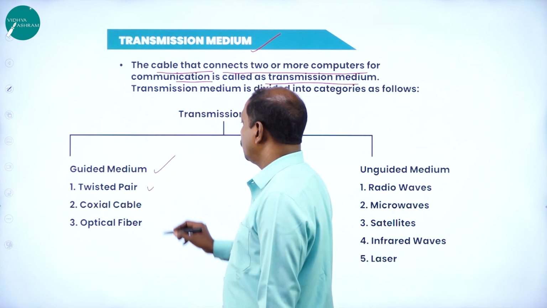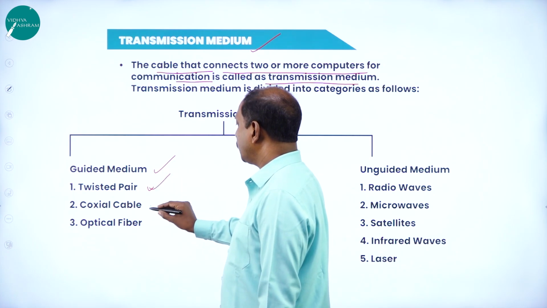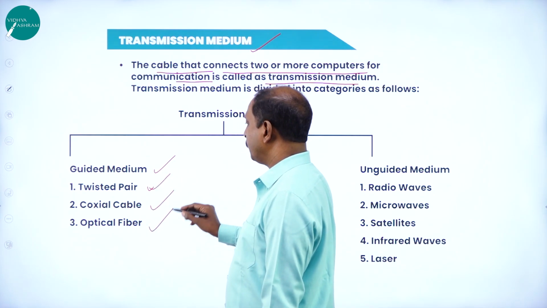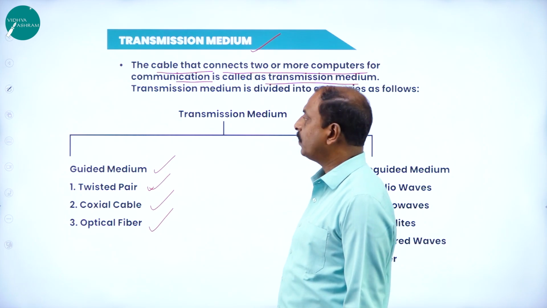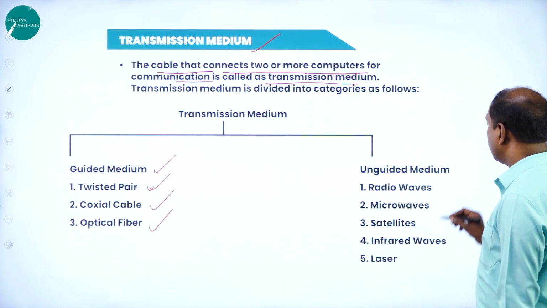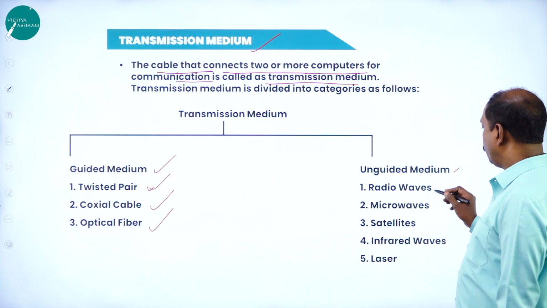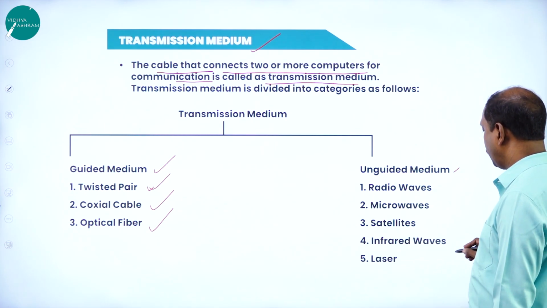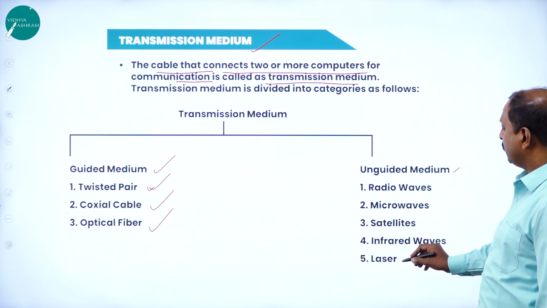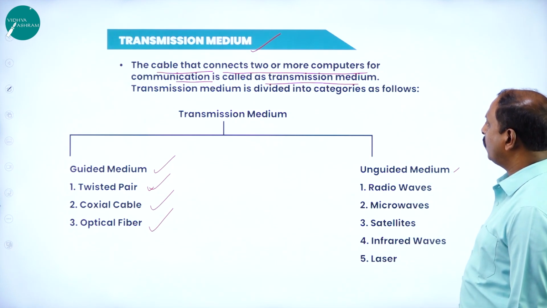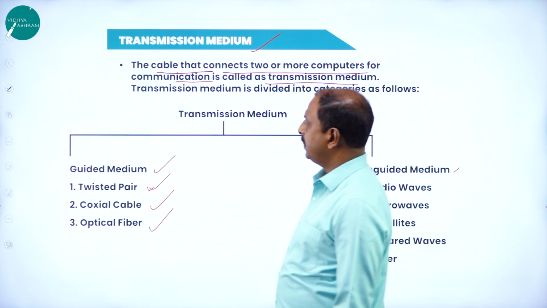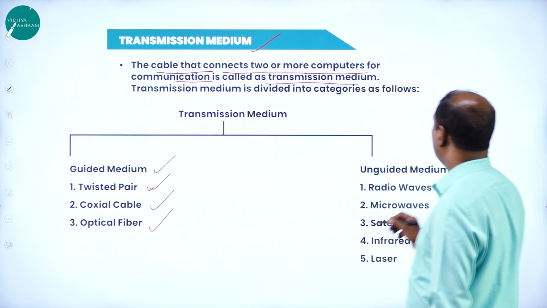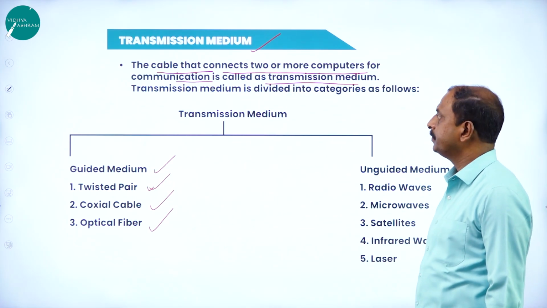Under that we have twisted pair cable, coaxial cable and optical fiber. These are different types of cables for networking. And under unguided medium, we have radio waves, microwaves, satellite communication, infrared waves and laser waves. These are all different types of transmission medium. This one is guided, and the second one is unguided medium.